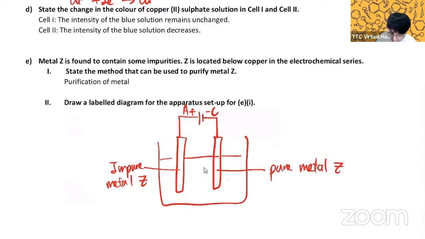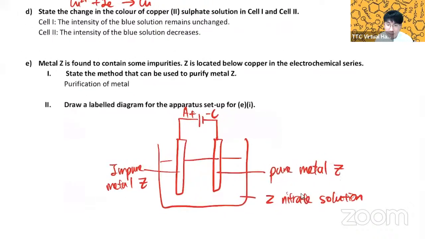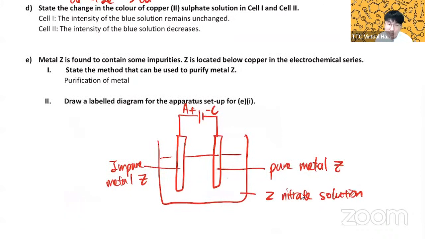Of course, for your solution, don't miss out that you are dealing with Z. So therefore, I should put Z solution, to be exact, Z nitrate solution. Nitrate is not a must. It can be sulfate or other negative ions, but the safest answer is nitrate. The impure metal has no need to be fully immersed in the solution. For purification, it doesn't really matter whether it is immersed or not, as you are just dealing with dissolving the metal Z. Fully immersed is for electroplating, the spoon side, the key side, which must be fully immersed.